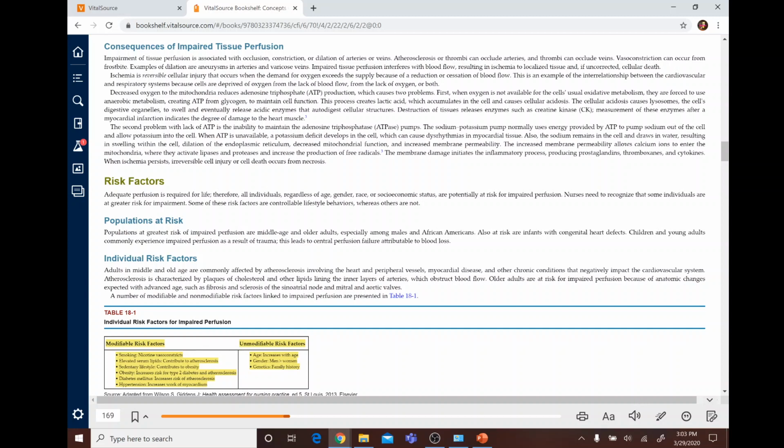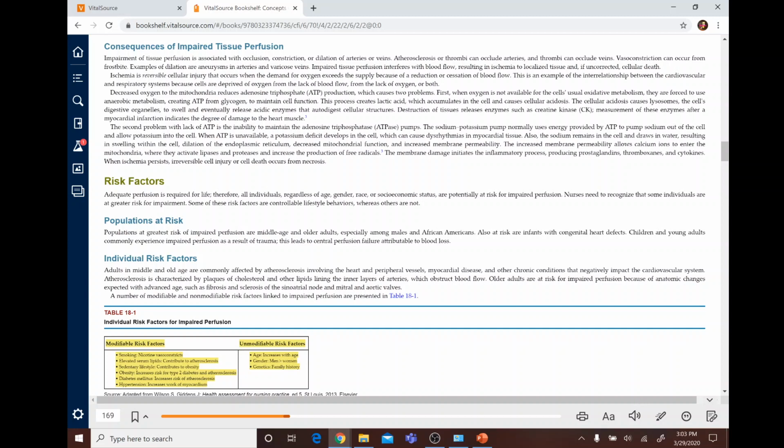Decreased oxygen to the mitochondria reduces ATP production, which causes two things. First, oxygen is not available for the cell's usual oxidative metabolism. They are forced to use anaerobic metabolism, creating ATP from glycogen to maintain cell function. This creates lactic acid, which accumulates in the cell, causing cellular acidosis. This causes lysosomes, which are the cell's digestive organelles, to swell and eventually release acidic enzymes that auto-digest cellular structures.